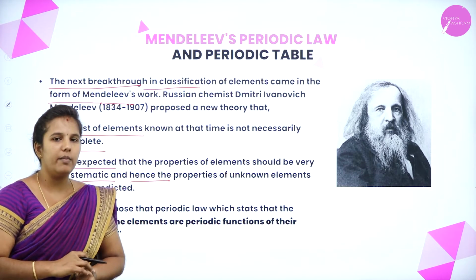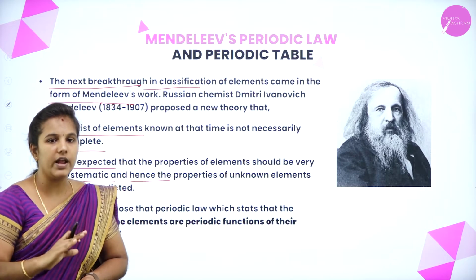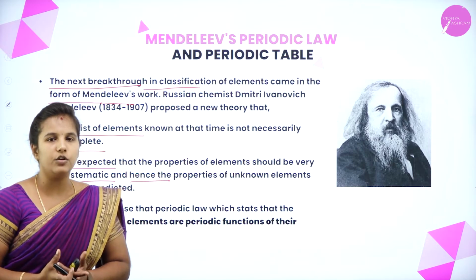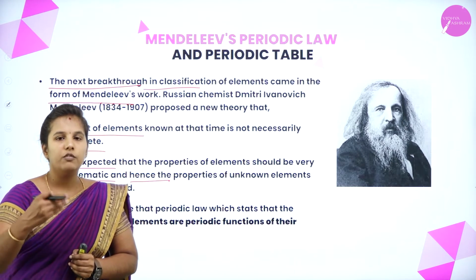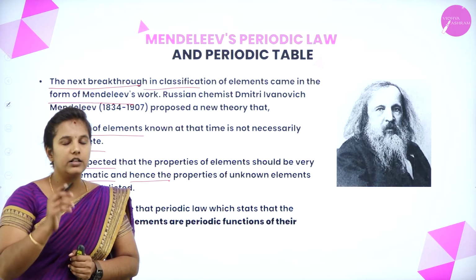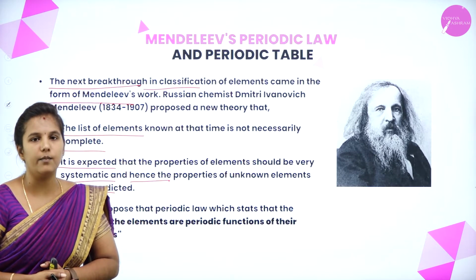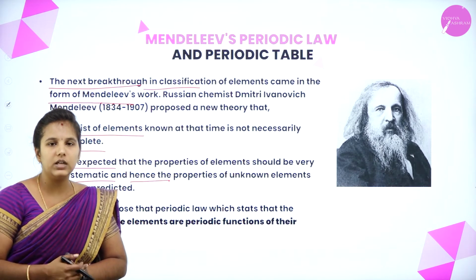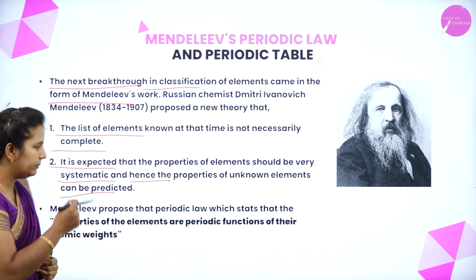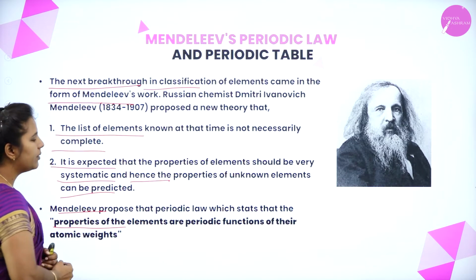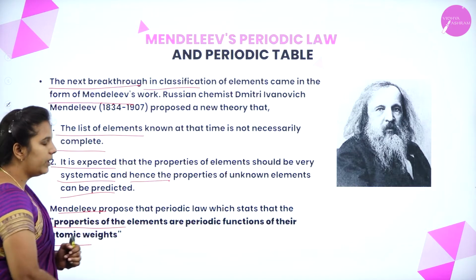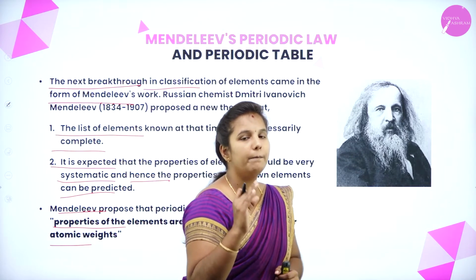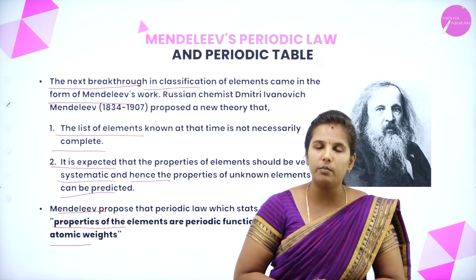While arranging the elements, he says that the properties of every element should be similar in nature. If any element is not yet discovered, that should be kept as a vacant space for its discovery, and it should have a similar property with the other elements. So these were the two postulates proposed by Mendeleev after Newlands. He also says that the properties of the elements are the periodic functions of their atomic weight.